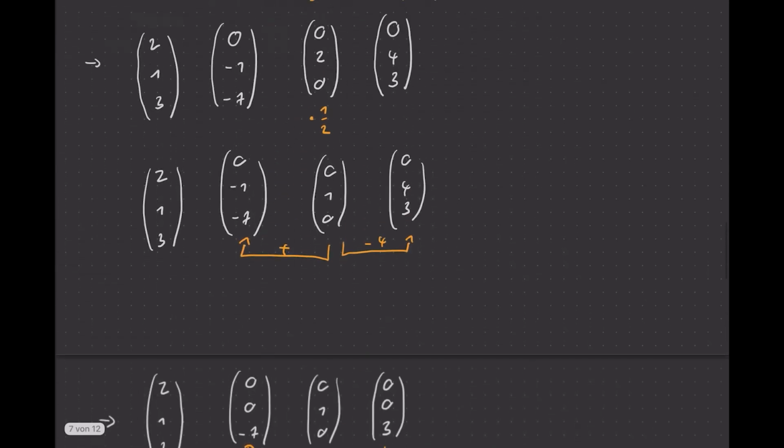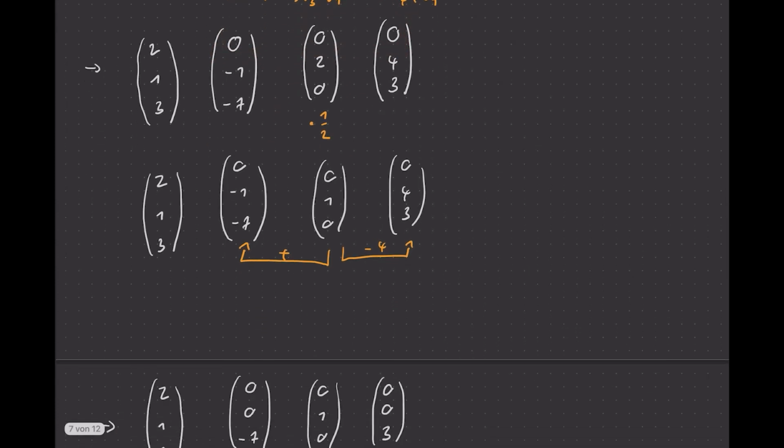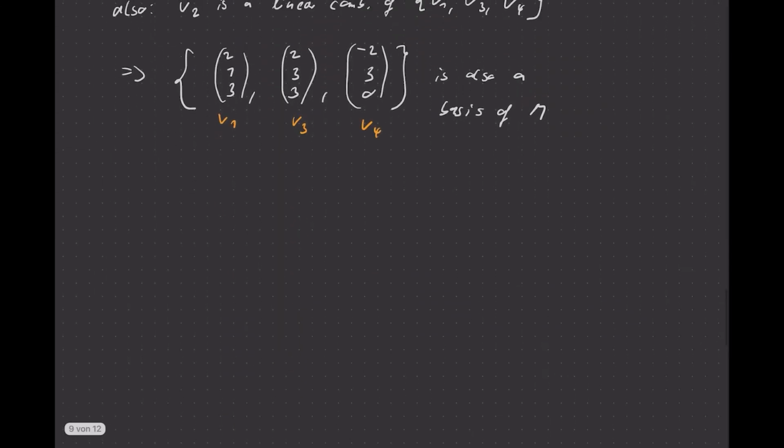Now, if you look back at the procedure we did here, basically we took one vector, this one here, to eliminate the first row for the others. Then we took another vector, this one here, to eliminate the second row for the others. That should look familiar. And actually what we did here is basically Gaussian elimination. So this procedure is almost Gaussian elimination.